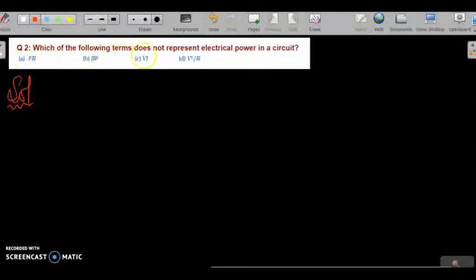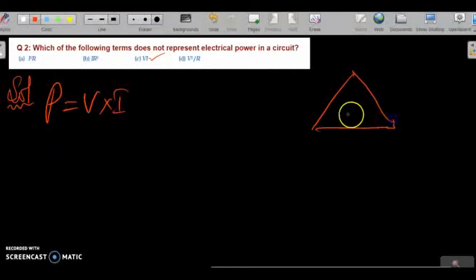Which of the following terms does not represent electric power? So we'll just see. Now power we know well is equal to V into I. This formula is there. And if we employ Ohm's law, we can represent Ohm's law by a triangle. How is that? V, then next I and R. V equal to IR and I equal to V by R.